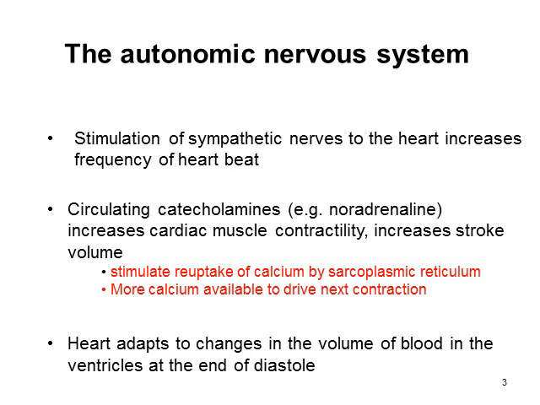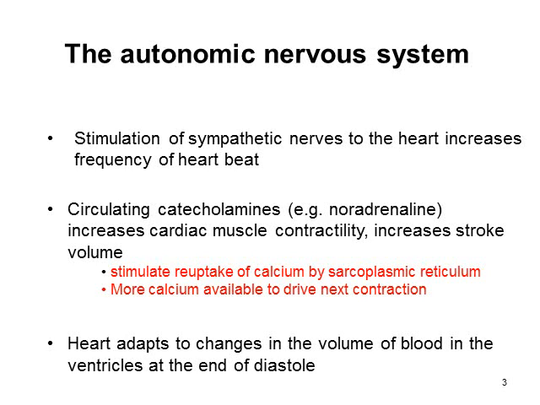Way back when you did A-levels or similar, you will have covered the autonomic nervous system. What I need you to be aware of here is that your autonomic nervous system has two branches, the sympathetic and the parasympathetic. For the heart, stimulation of the sympathetic nerves increases the frequency of the heartbeat, so it makes your heart beat more rapidly. Circulating catecholamines, such as noradrenaline, remember it's also called norepinephrine in some textbooks, increase the cardiac muscle contractility, so how stretchy that heart muscle is, which increases the stroke volume, so how much blood the heart can pump out per heartbeat. This stimulates the reuptake of calcium by the sarcoplasmic reticulum, which means that more calcium is available to drive the next contraction of the heart.